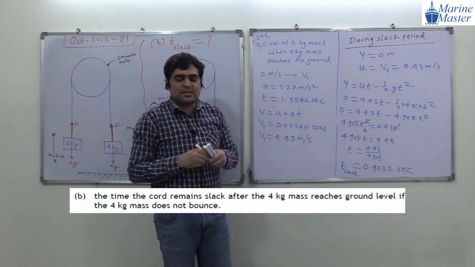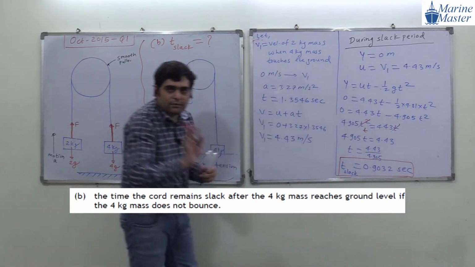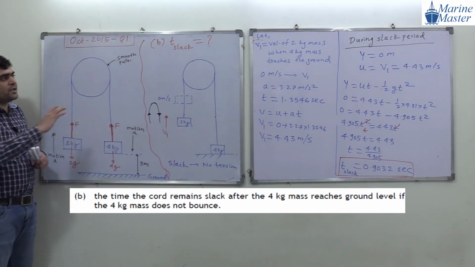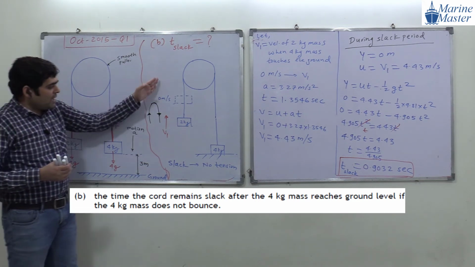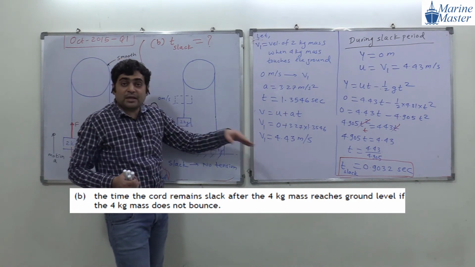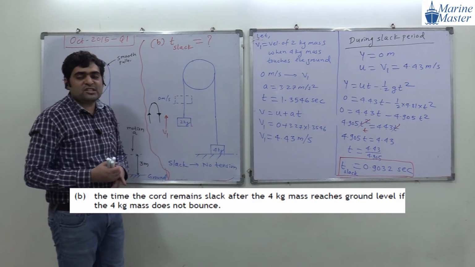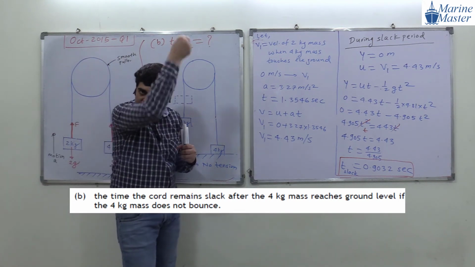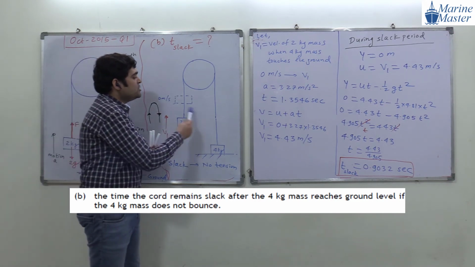Anyone have any doubt in this discussion? Guys, just before writing anything, take 1 or 2 minutes and observe the scenario here. Our A part drawing, then we started the B part from here. Then we achieved velocity v1. After achieving velocity v1, the 4 kg mass touches the ground. When the 4 kg mass touches the ground, there is no role of the 4 kg mass. It will not be able to pull the cord, so there is no tension.